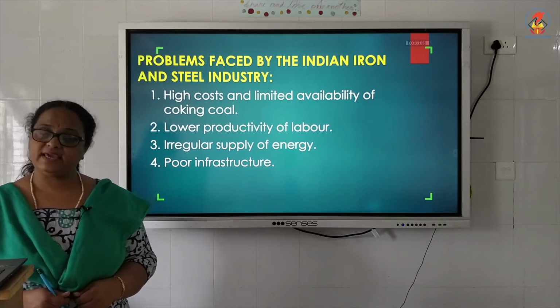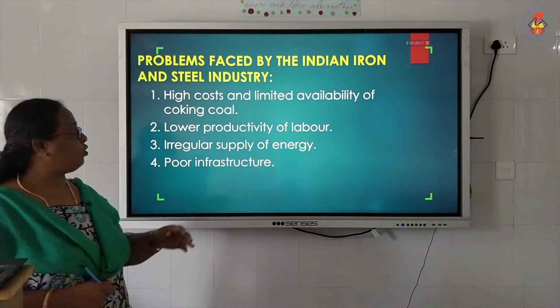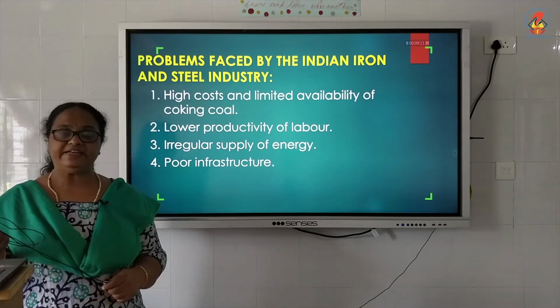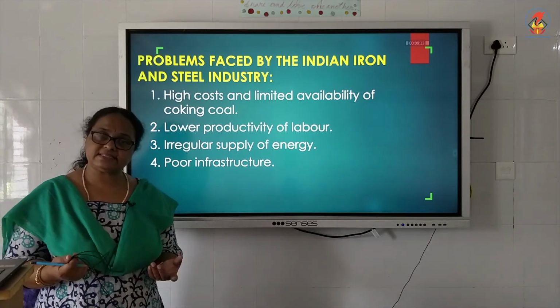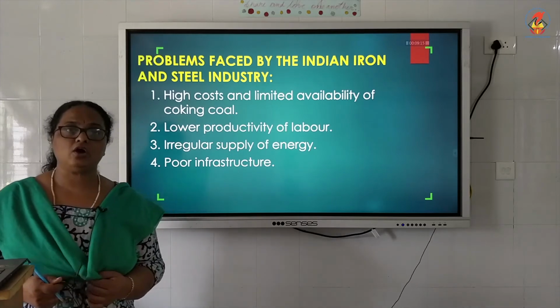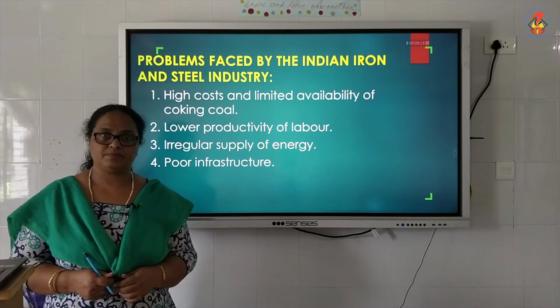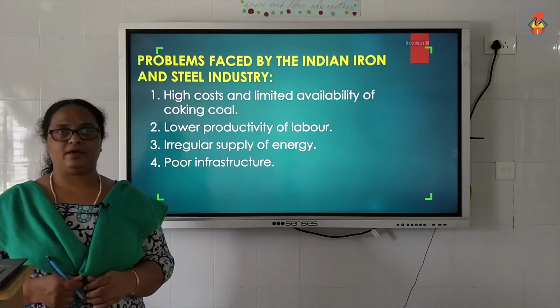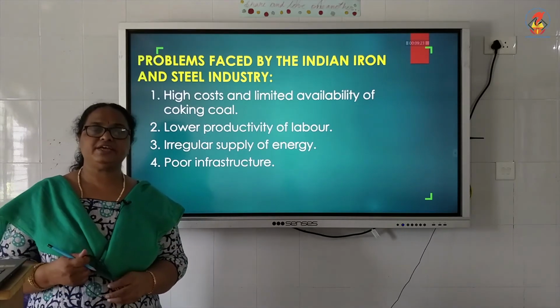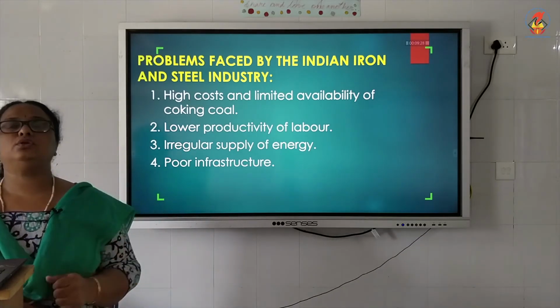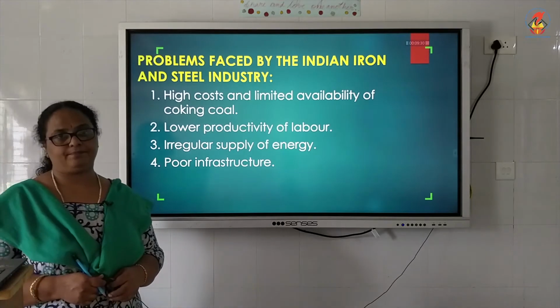And what about the second challenge? Lower productivity of labor. The productivity of labor is less. That is mainly because there is no skilled labor. There is inefficiency we see in the laborers. So naturally there is low productivity of labor.